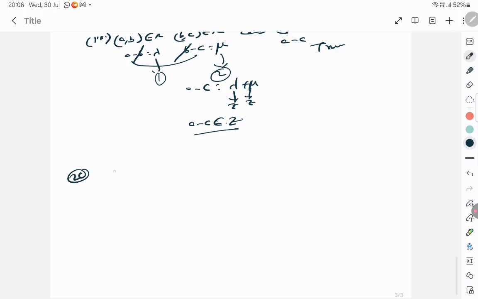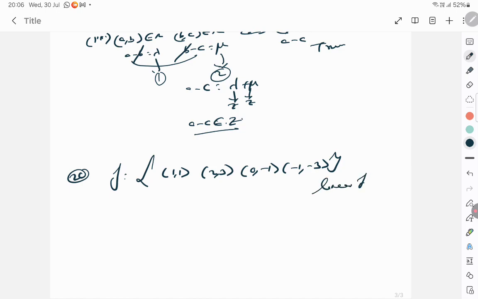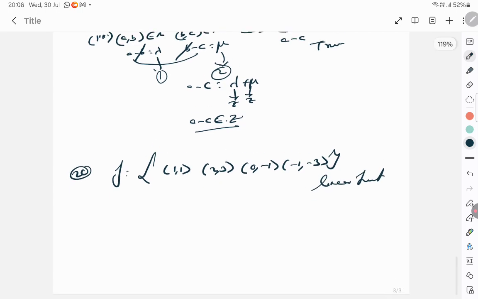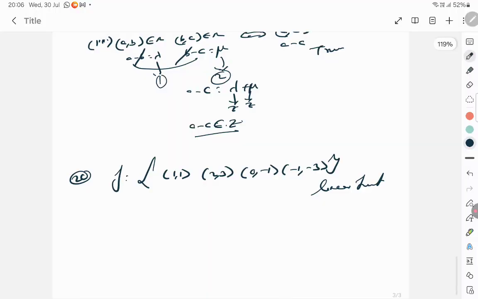This is the 20th question, where they've given a function which is (1, 1), (2, 3), (0, minus 1), (minus 1, minus 3). This seems to be a linear function. They are saying that this is a linear function. How do you know it's a linear function? What function will it be? If x is 1, it's 1. If x is 2, it's 1 more.